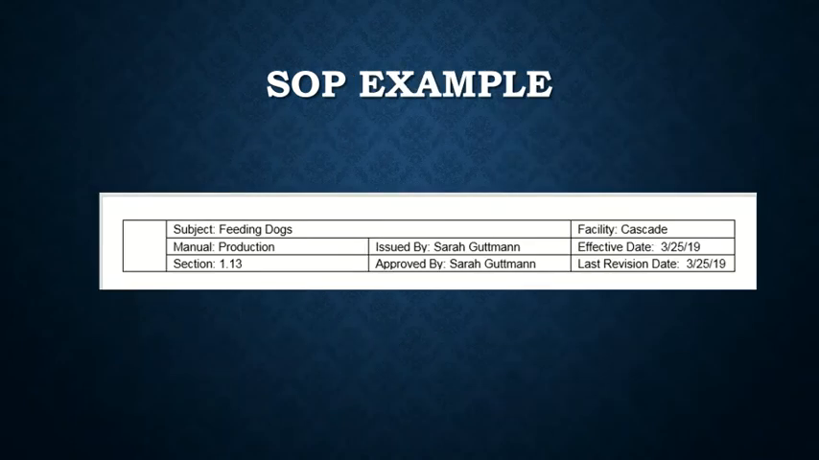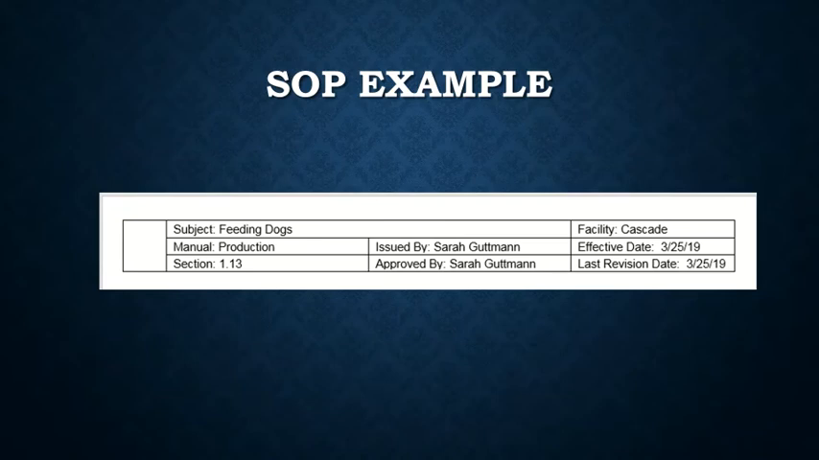So here's an example of an SOP that I put together on feeding my dogs, and we're just going to take it section by section at first. The top is our subject, feeding the dogs. What manual is it in? It would be production. And then our section, so the number of our procedure, issued by myself and then approved by myself since I am the head of my household.